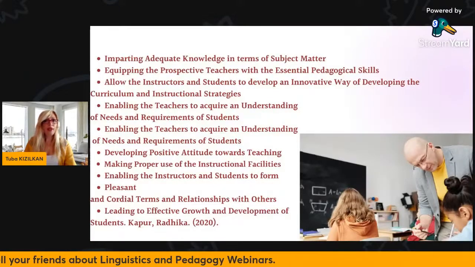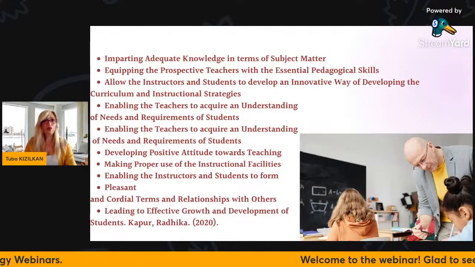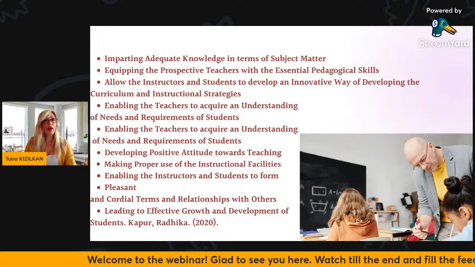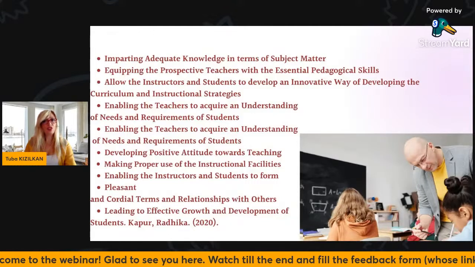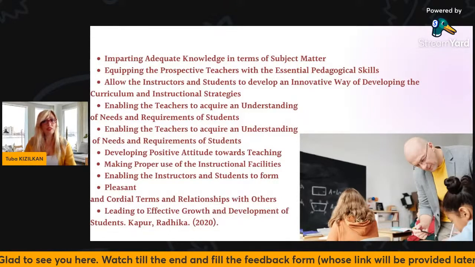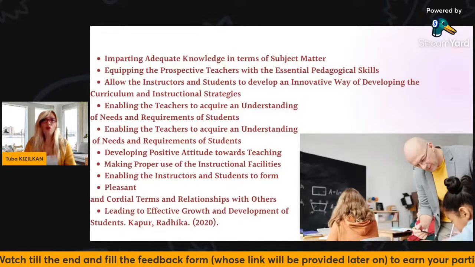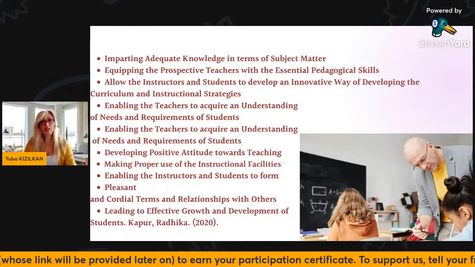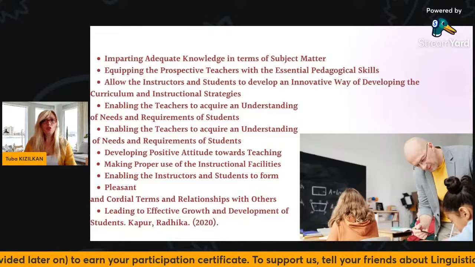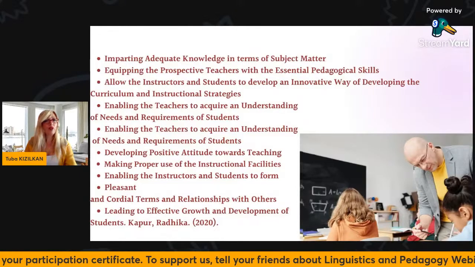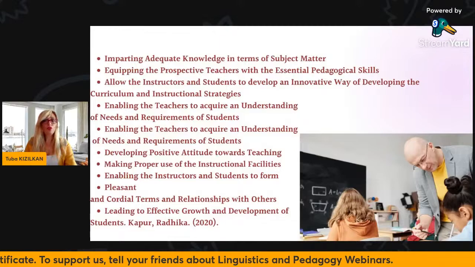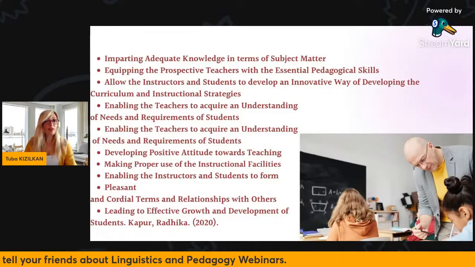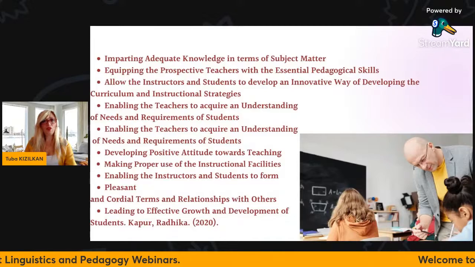And the other aims are imparting adequate knowledge in terms of the subject matter being taught, and equipping the prospective teachers with the essential pedagogical skills. It also allows the instructors and students to develop innovative ways of developing the curriculum and instructional strategies. So, when a teacher is involved in pedagogy and has pedagogical skills, she or he can contribute to the curriculum, and also develop strategies, methods, and techniques depending on this pedagogical information.